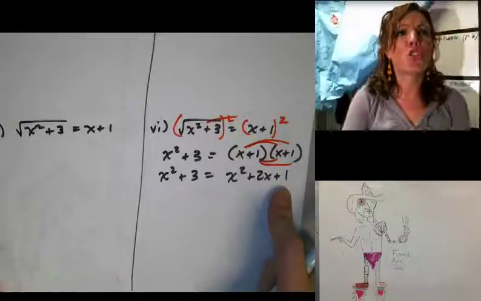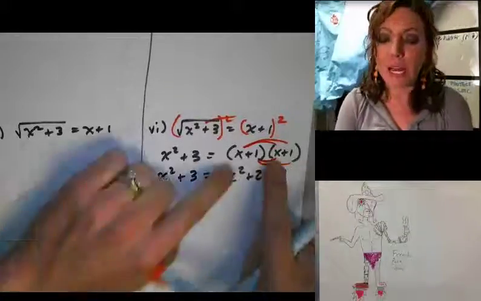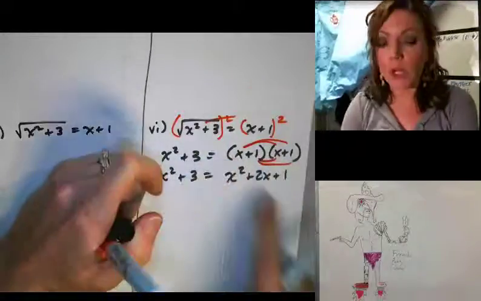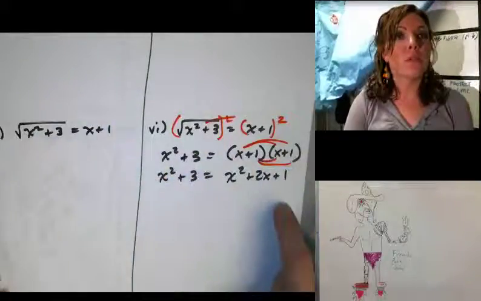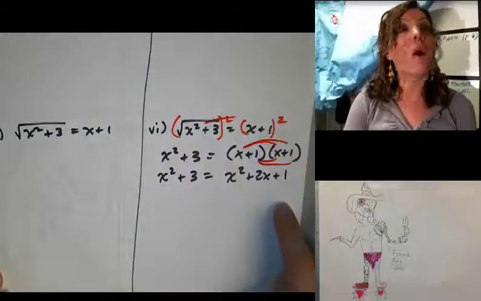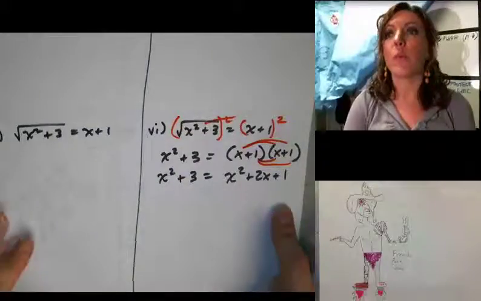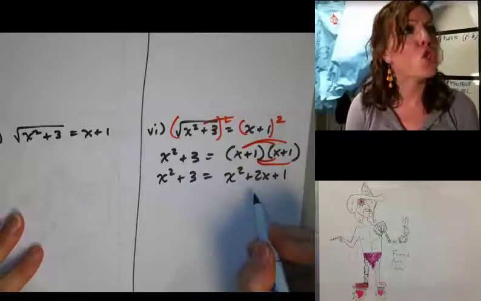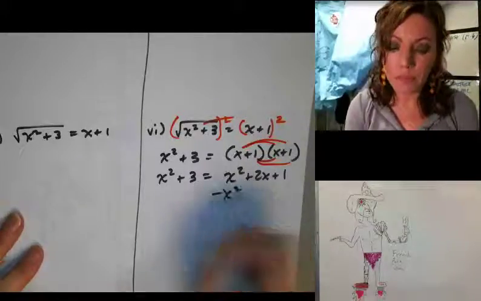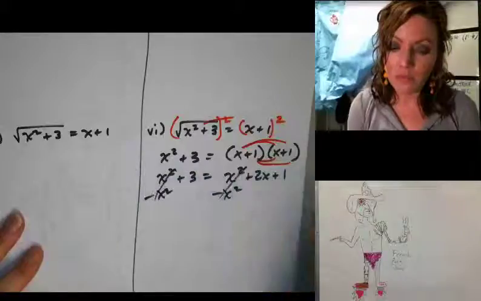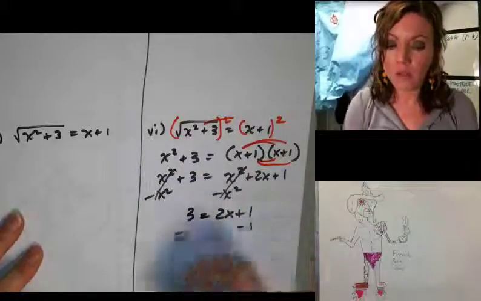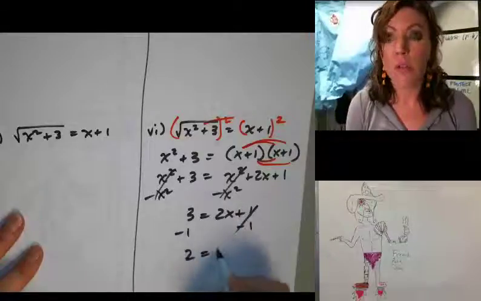If you FOIL it out, you'll get x squared plus x, and if you combine those, you get 2x plus 1. Okay, now what? If we want to solve this for x, what would we do? Go ahead, Jade. You would subtract x squared from the side. Good. And it'll cancel out. Good. And then I would subtract 1. Good. And so you have 2 equals 2x divided by 2, and then x equals 1.